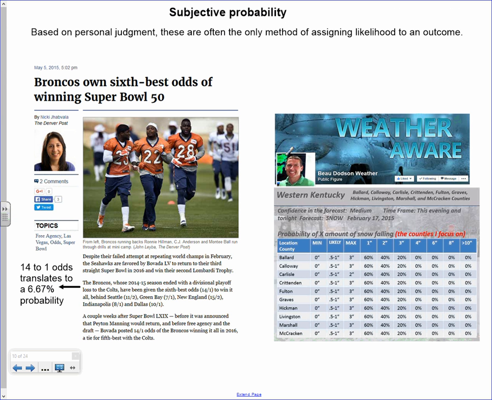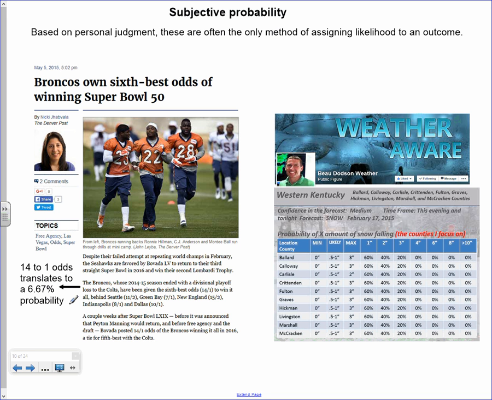Okay, subjective probability. So subjective probability, like I said, is kind of the catch-all for, well, what if I don't use empirical or classical probabilities? So for example, this was around this time last year. It said the Broncos own sixth best odds of winning Super Bowl 50. So they had about 14 to 1 odds, so about a 6.67% probability.